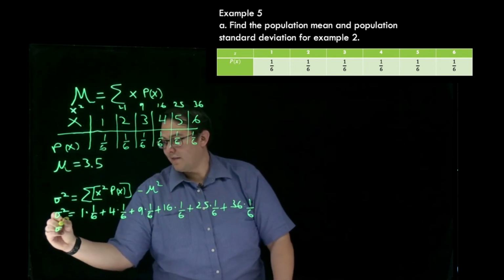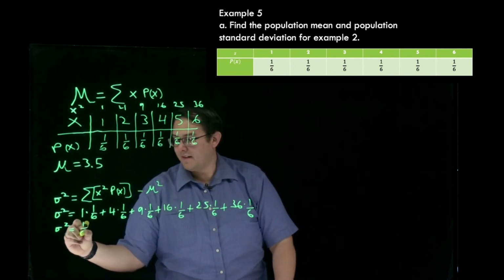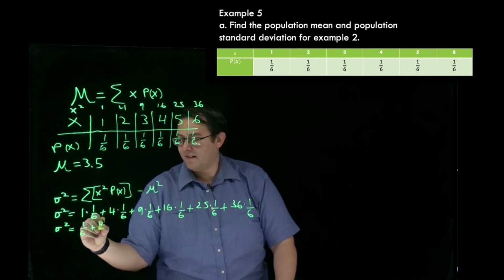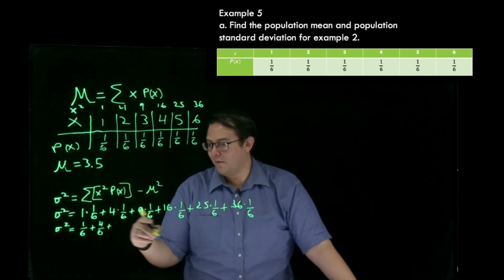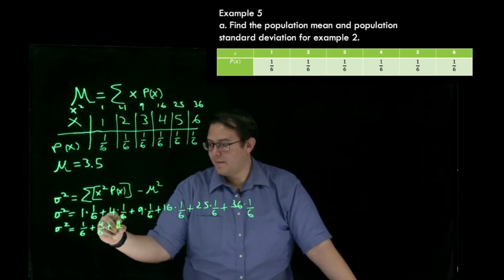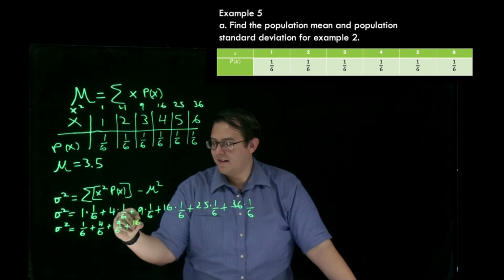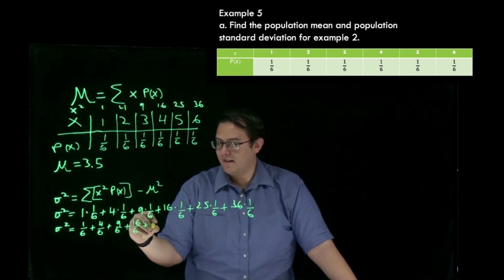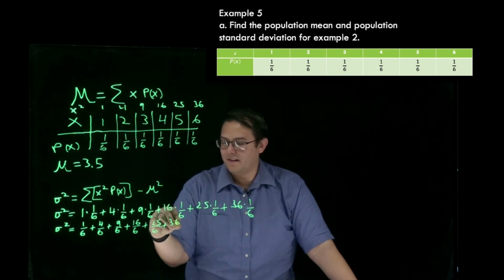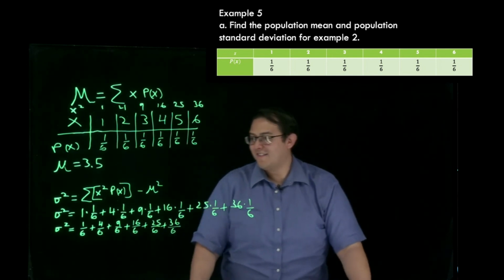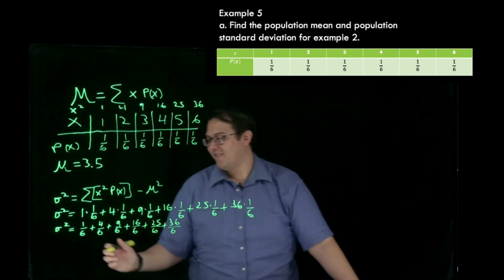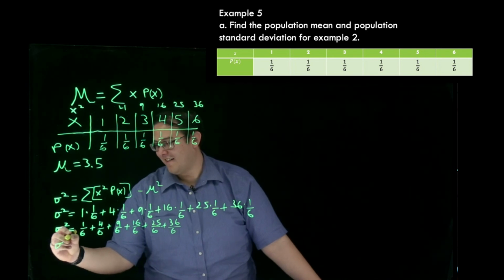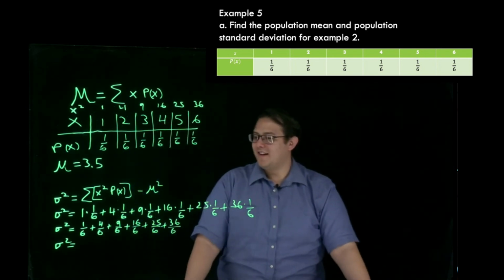So we get sigma squared is 1/6 plus 4/6. And again, I'm not going to simplify the denominators or the fractions until afterwards. So this is going to be 9/6 plus 16/6 plus 25/6 plus another 36/6. So I would use a calculator at this point to add these up, but unfortunately I don't have one on hand right now. So I have to do that right here.